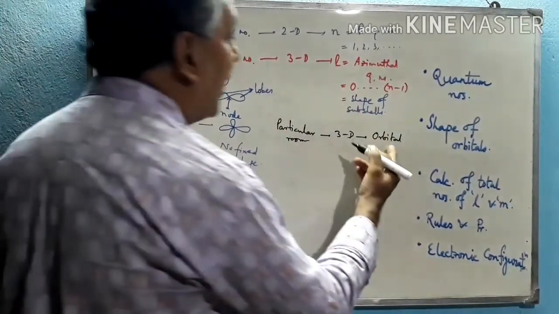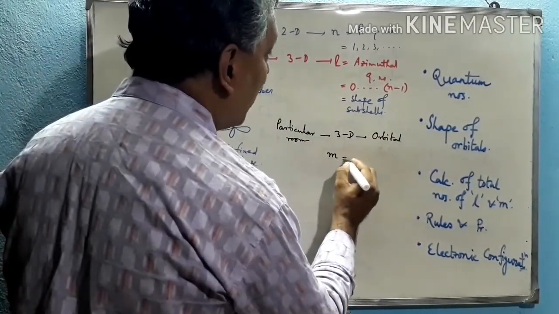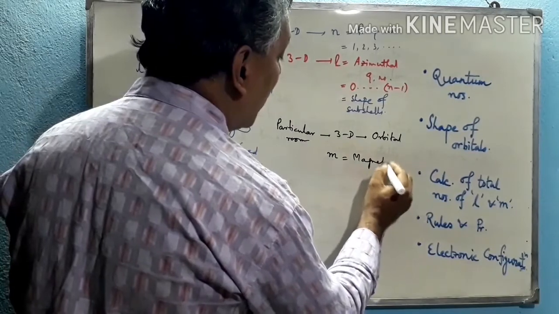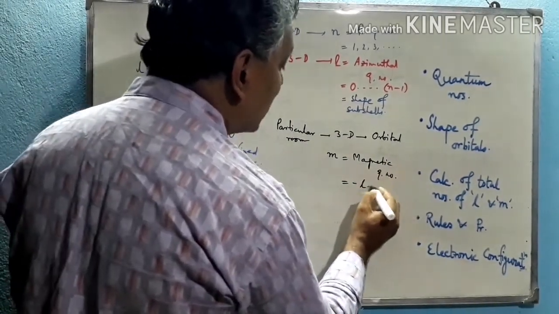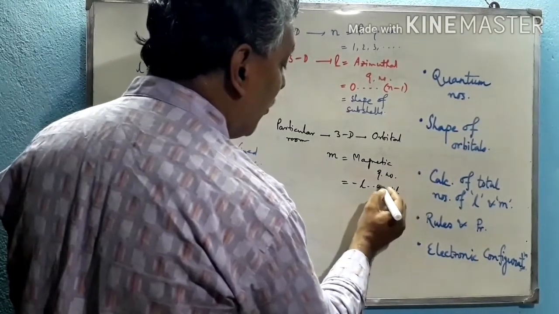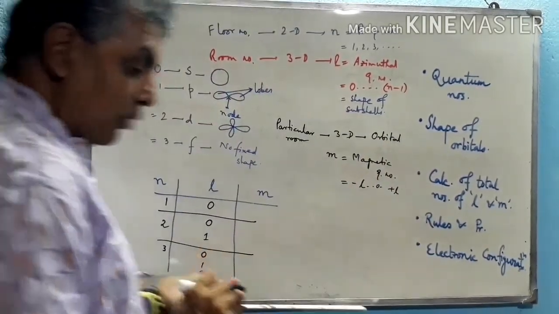It is the orbital concept, and it is denoted by m, that is the magnetic quantum number. For the magnetic quantum number, the values are from minus l to plus l, including 0.